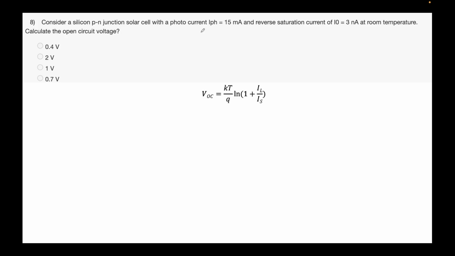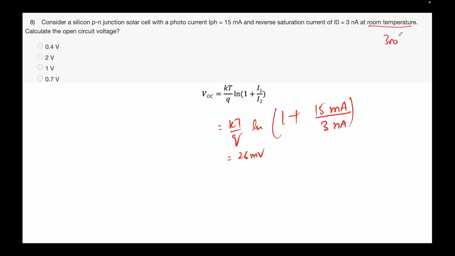All right. So everything is given. There's nothing much to be done here, to be honest. So it's kT by q ln of 1 plus IL, where IL is your photocurrent, or the light current, or short circuit current. That is 15 milliamps, given. 15 milliamps divided by the reverse saturation current, given as 3 nanoamps. kT by q we know is 26 millivolts, because we are operating at room temperature, 300 Kelvin. This is a good figure to remember.